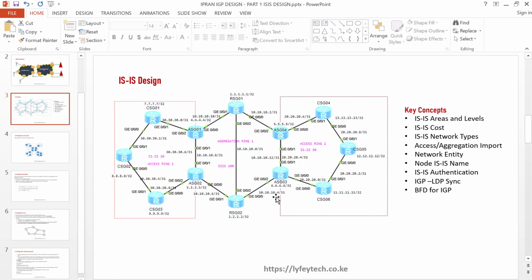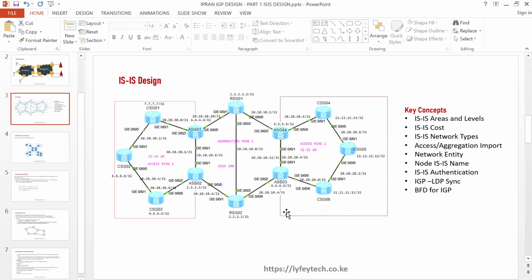So don't just import the access and aggregation processes directly. Always use route policies to control what is imported and what is not imported. This can also help to control loops in your network. If you do it without using a route policy, you may end up having loops in your network.